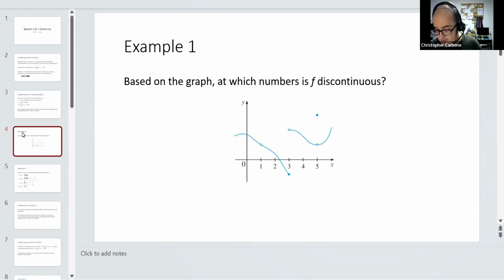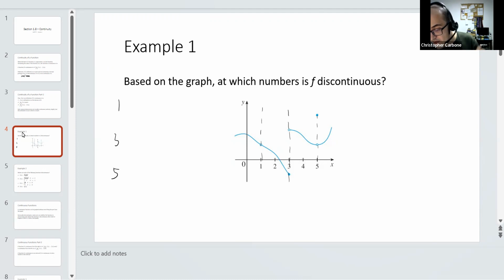So as an example, with example 1 here, we want to say at which numbers is f discontinuous. And we see a couple of immediate areas where we have that. We have a break right here at 3. We have the function not existing at all at the value of 1. And at 5, we have this dot here above the function and an open circle here at 5. So because of these 3 parts, the values that this could be at are values of x such as 1, 3, and 5.